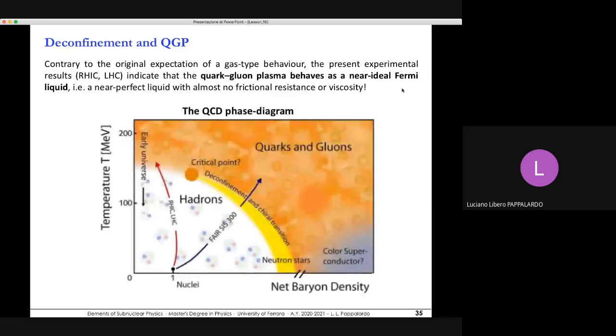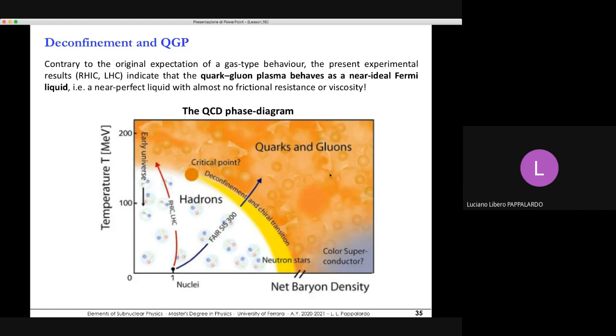And this is the well-known QCD phase diagram. On the vertical axis you have the temperature, and on your horizontal axis the baryon density, so the density of your system. Now, in the bottom left part of this diagram, this is the region where standard nuclear matter exists, at low temperature and low density, essentially.